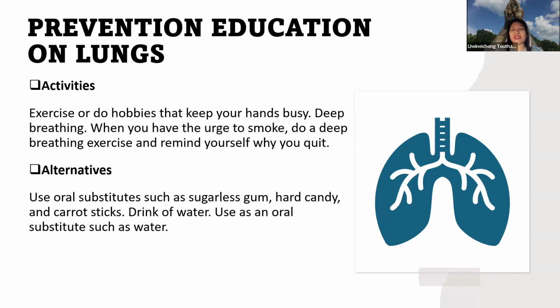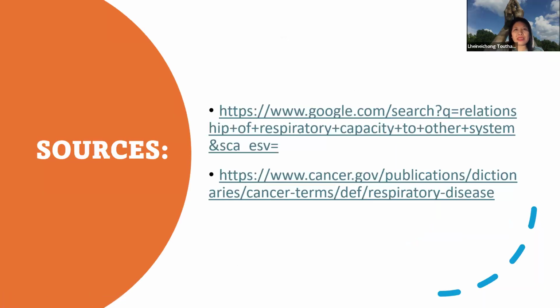Or we have to find alternative ways to avoid smoking. So we need to use oral substitutes such as sugarless gum, hard candy, and carrot sticks. Drink water, or use other items as an oral substitute that can prevent us from smoking. So these are the things that I listed for this presentation.